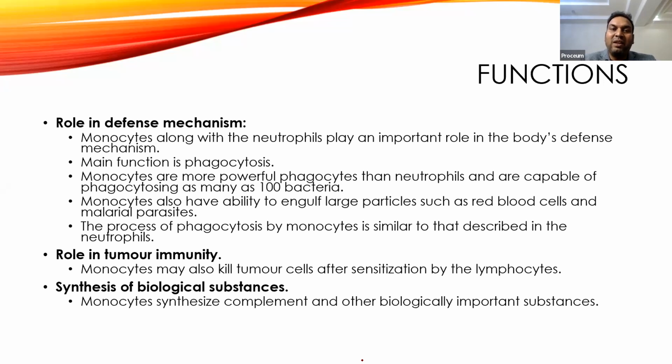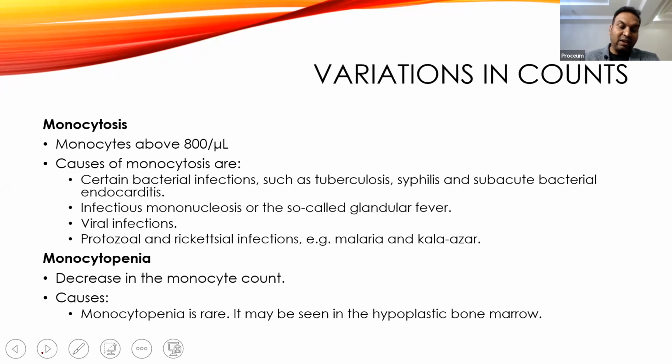So helper T cells will recognize this antigen, and they initiate either a T cell or B cell response, and they will initiate the immune response. To initiate the acquired immune response, we need monocytes so that they can phagocytose. Then we come to the variations in the count of the monocytes.